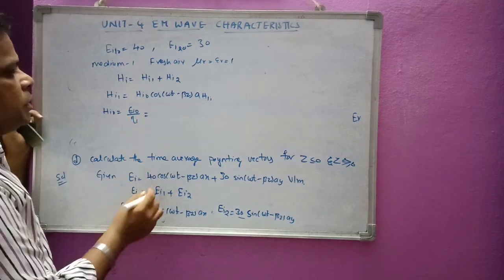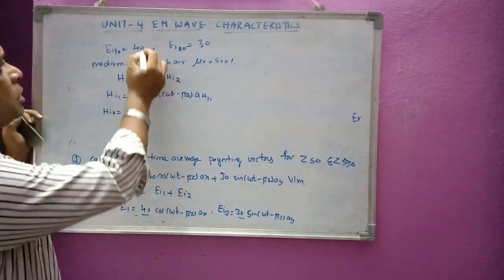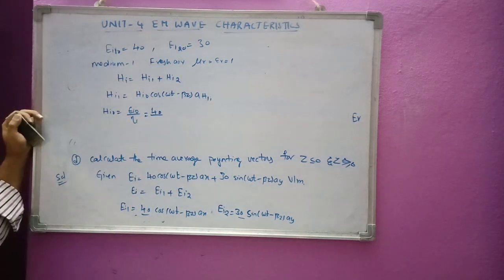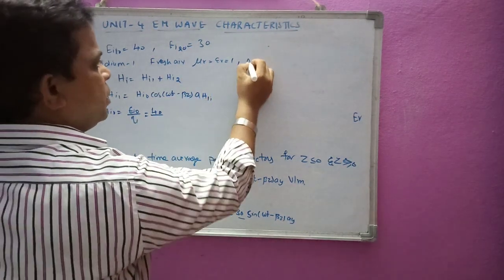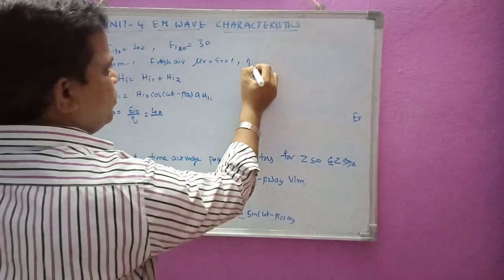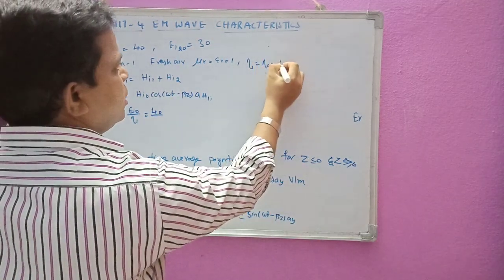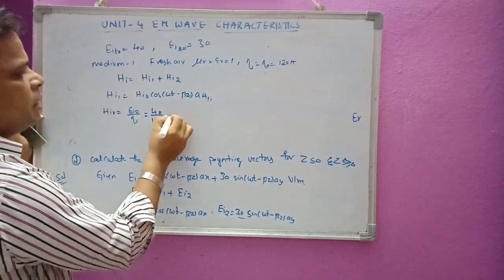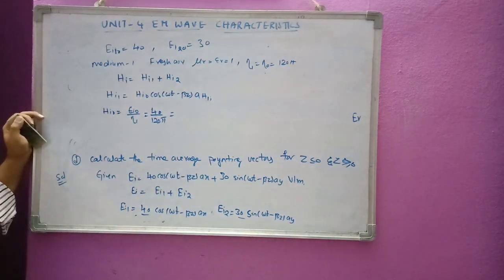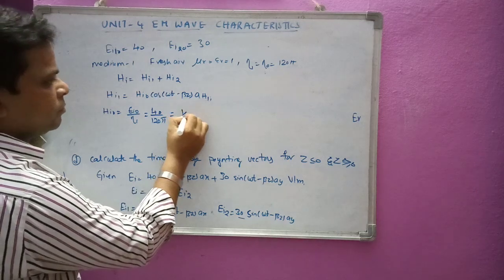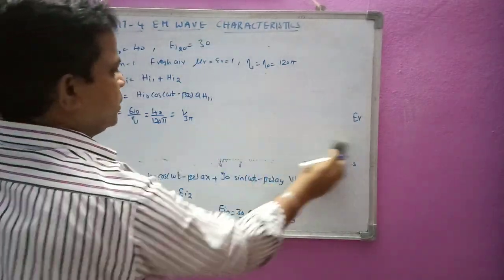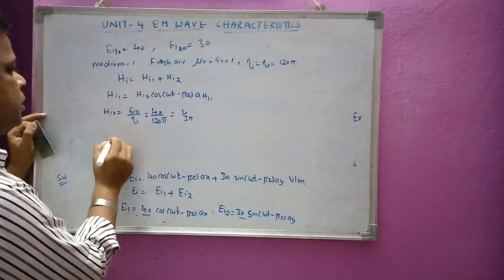Okay, so EI0 is the magnitude here, that is 40 by eta 1. Eta 1 is free space, so we know that the intrinsic impedance for free space, eta 1, is equal to eta 0, that is 120 pi. Now this value changes to 1 by 3 pi. Now I can write the value of HI1 directly here.